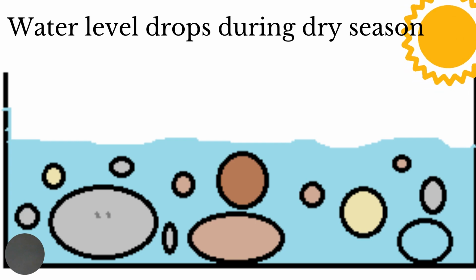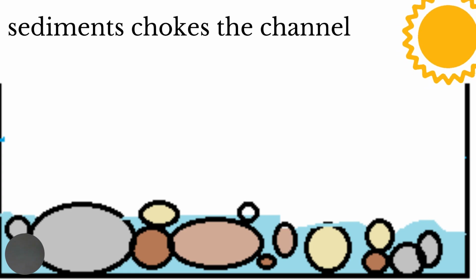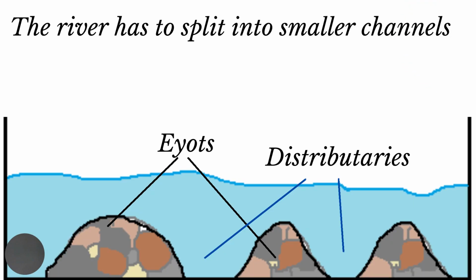During the following dry season, the volume of water will decrease, and the river's ability to transport material will also decrease. So the river will generally drop its material, and these materials will choke the river channel. The river will then need to find a way to continue on its journey. So the river will have to split into smaller channels to continue its journey.